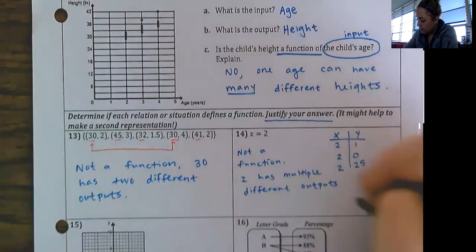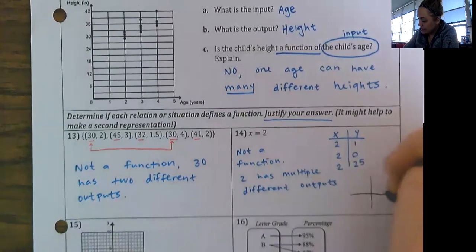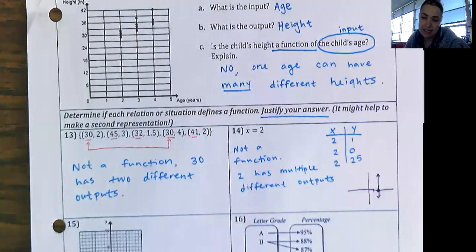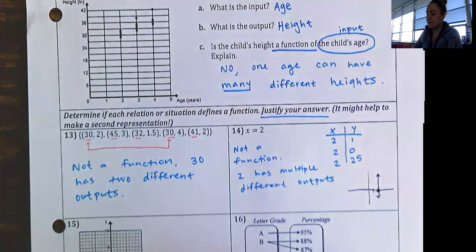The graph would be on the x-axis at +2. I draw a dot there, and it would be a vertical line. That would fail the vertical line test because I can draw a vertical line that crosses all the points of that line.